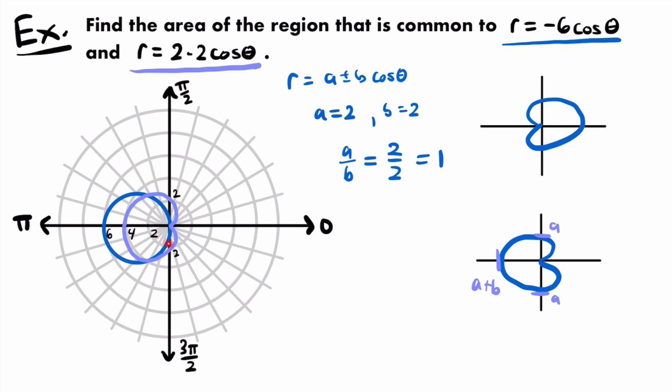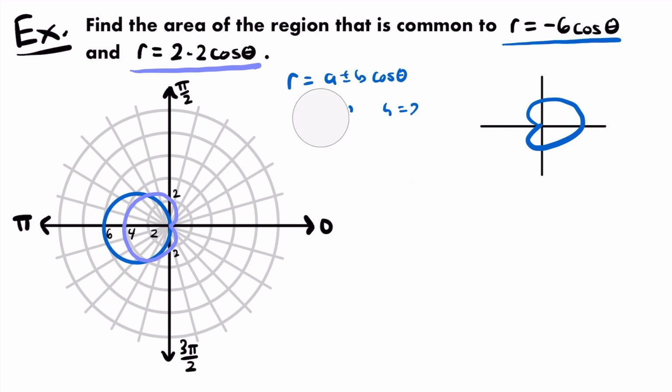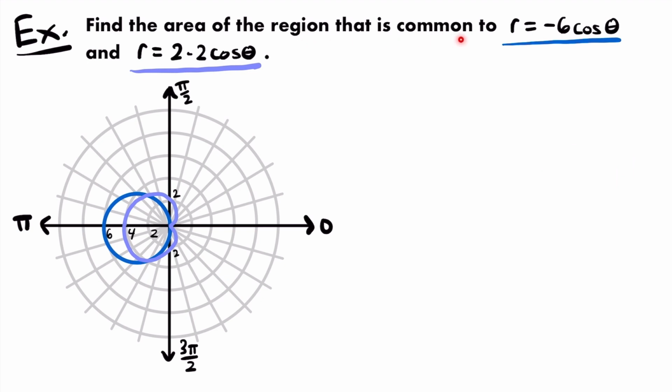And now that we have drawn both the cardioid and the circle that are represented by these polar equations, we can see the region that we want to calculate the area of. We know that we want to find the area of the region that is common to both of these polar equations. So if you look at our graph here, the area that is common to this cardioid and the circle is the area that they share, this area right in here, the area inside the circle and inside the cardioid. And so if I shade that in, this is the area that we want to calculate. This is the area that is common to both the circle and the cardioid. And so the question is, how can we calculate this area?